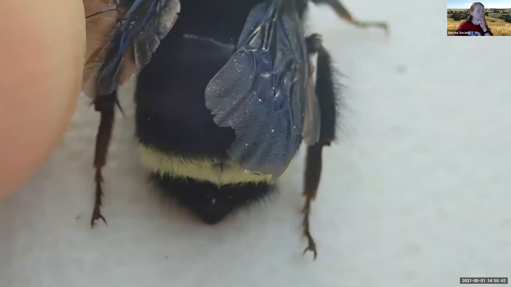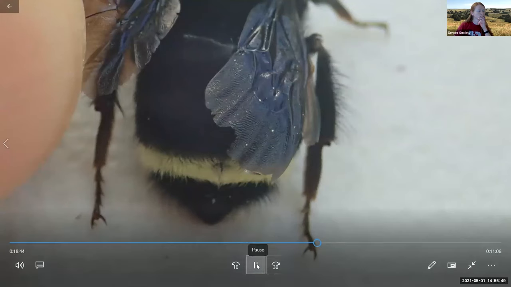So you want to sometimes peel those wings apart and make sure you get a nice clear shot. It's okay if your hand is in there, but we really just want to be able to see all of the segments back there on the abdomen.